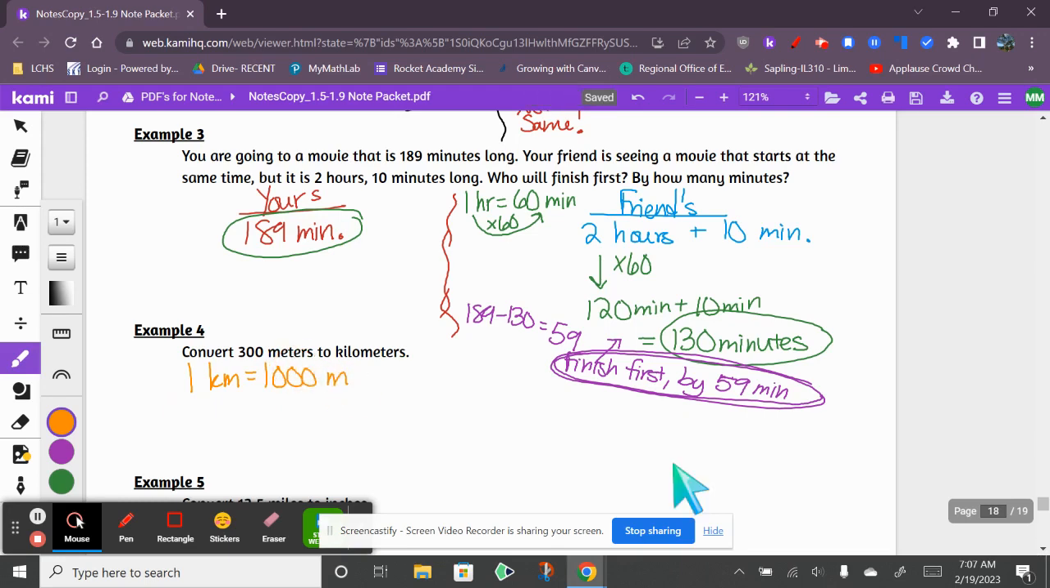Okay, I am starting in meters and changing to kilometers. So I'm starting here and going there. I'm going from 1,000 to 1. So that means the number is getting smaller, so I'm going to divide by 1,000. So we're going to take 300 divided by 1,000, and we end up with 0.3, and it is now in kilometers.